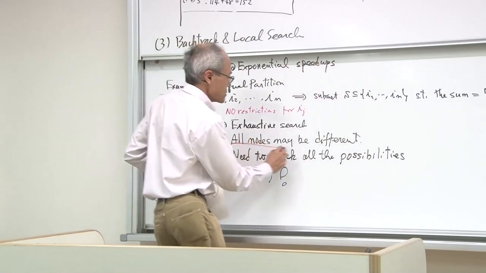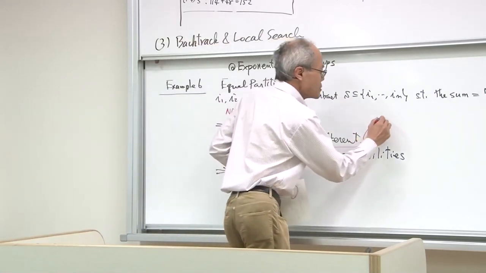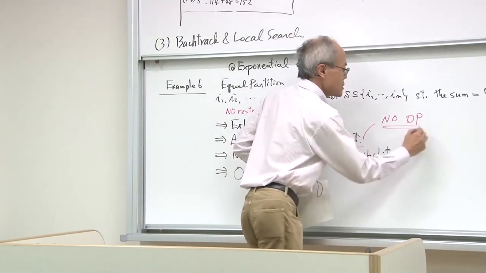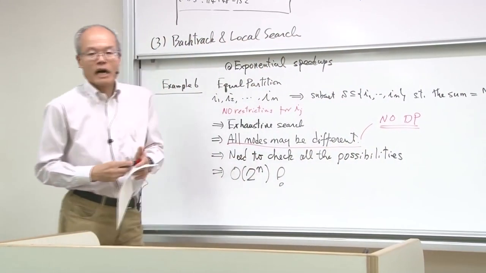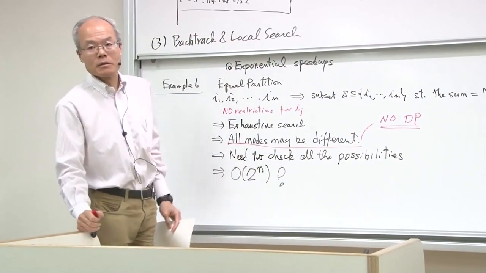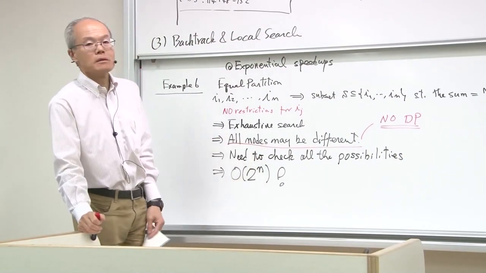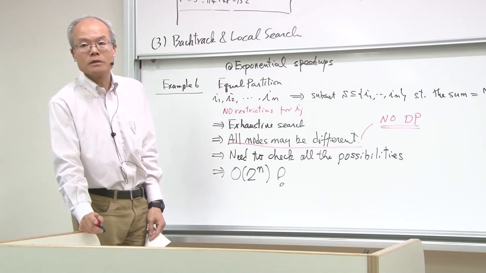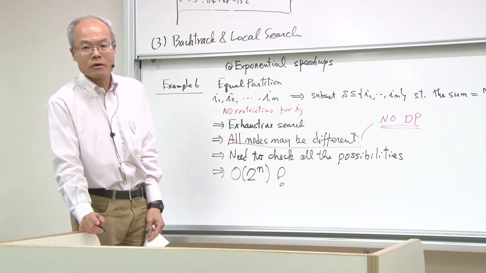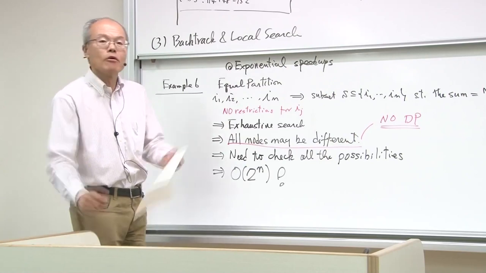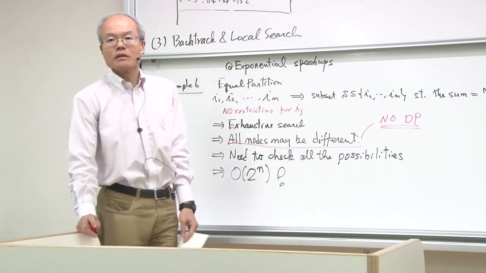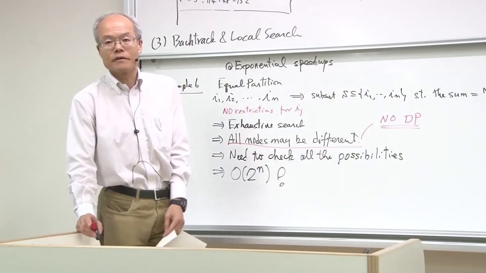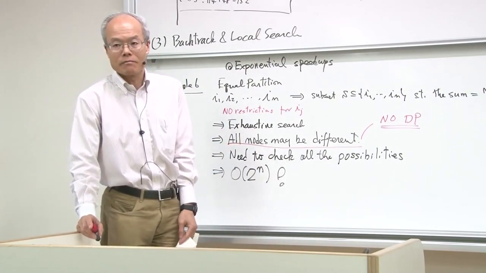So this is important. Now, no DP. We can't use dynamic programming because of this. And you already know that we can't use divide and conquer either. That means we have no way. We have no idea about how to reduce this complexity significantly.